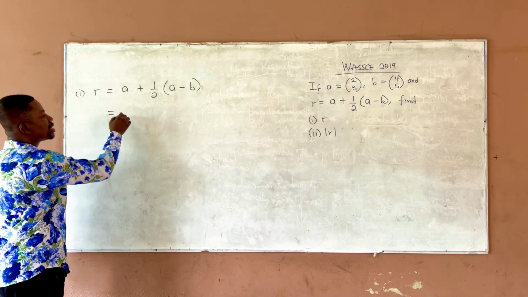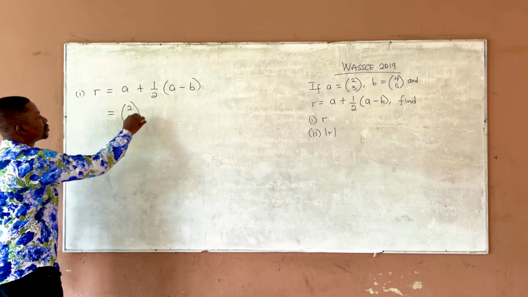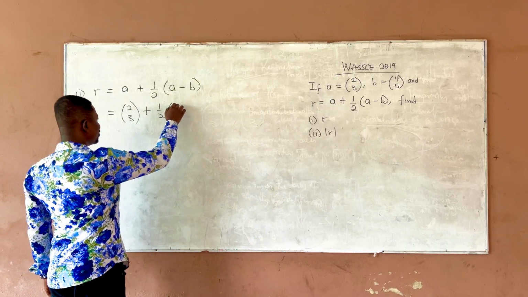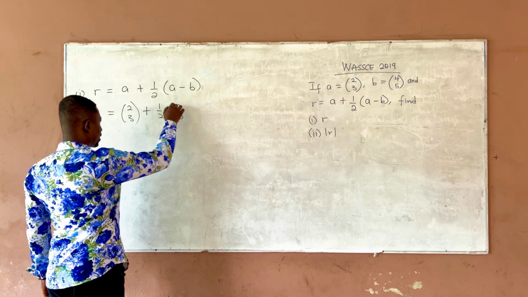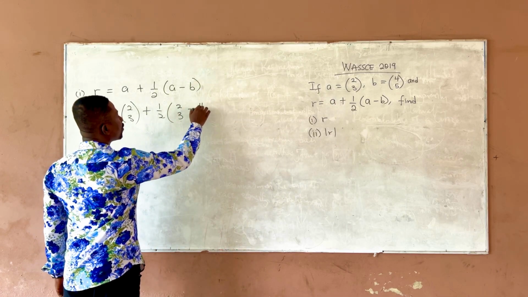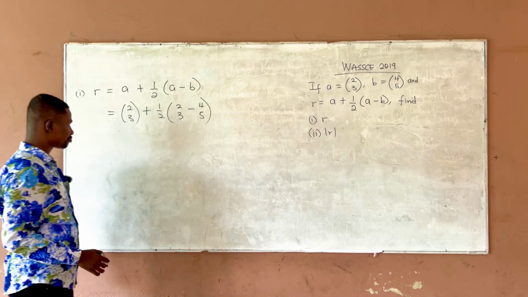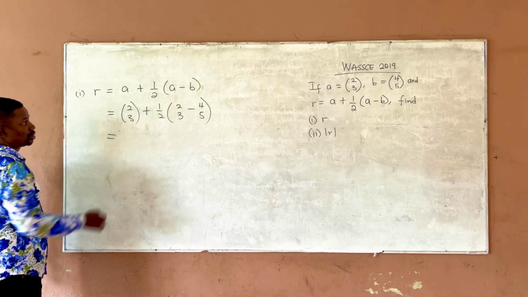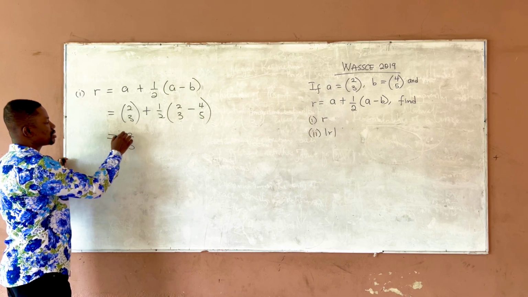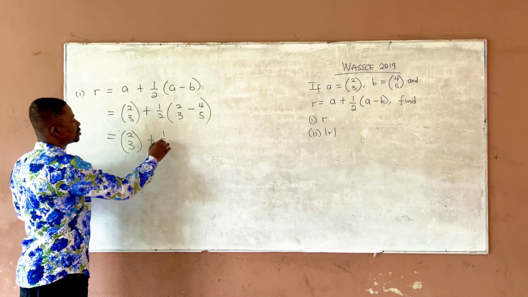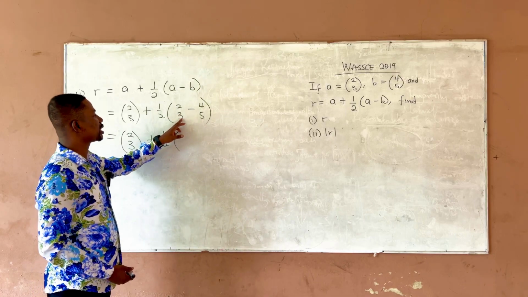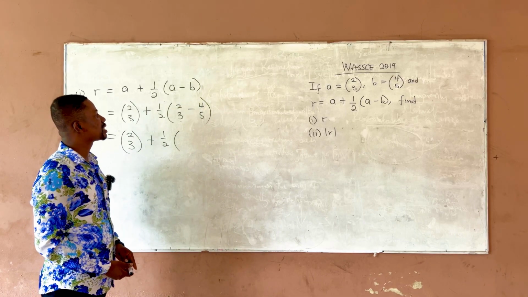So what is A? A is vector 2, 3. Half. What is A again? Vector 2, 3. Minus. Then our B is vector 4, 5. So as usual, we solve the one in the bracket first. So in the bracket, we have vector 2, 3 minus vector 4, 5.